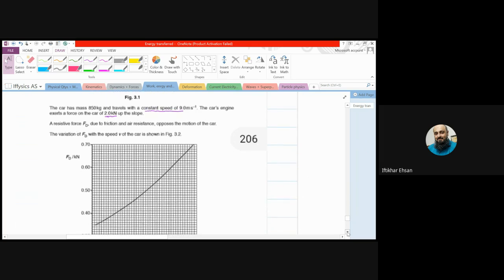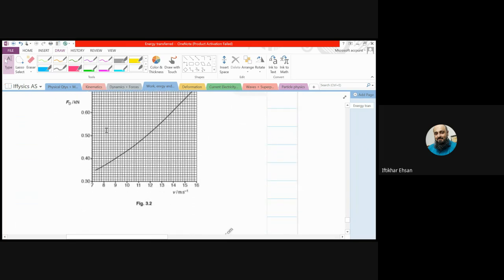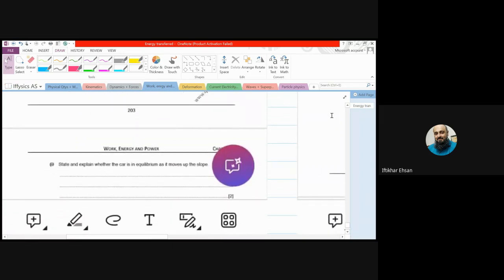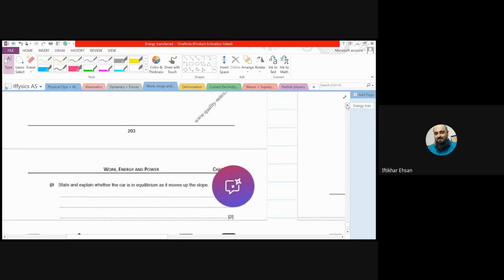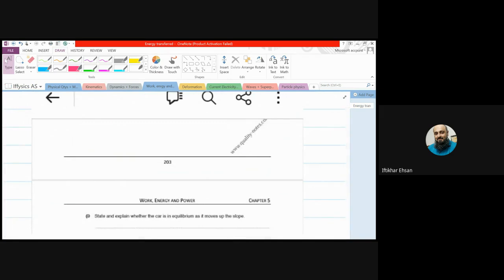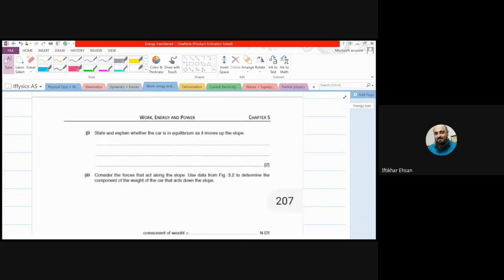Okay, now go on. A graph is given of the resistive force against speed. Nothing is asked here. This is the next part. Steadiness means whether the car is in equilibrium as it moves up the slope. Yes, when it is moving up the slope, it has a constant velocity. So yes, it is in equilibrium.